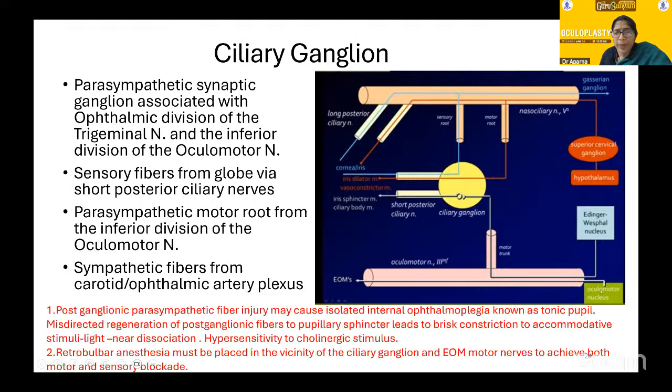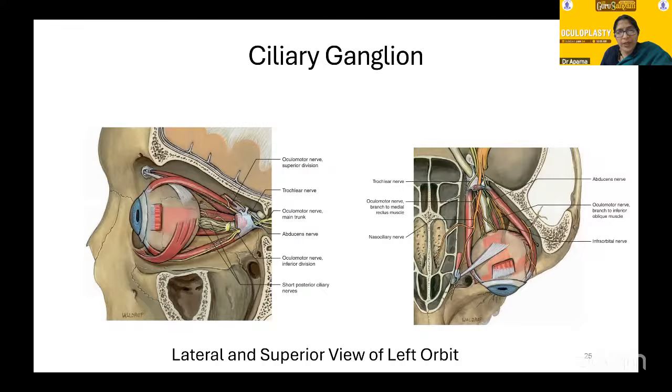So postganglionic parasympathetic fiber injury may cause isolated internal ophthalmoplegia, known as the tonic pupil. And for retrobulbar anesthesia to be effective, the drug has to be placed in the vicinity of the ciliary ganglion and the extraocular motor nerves. So this is a diagrammatic representation of the location of the ciliary ganglion.